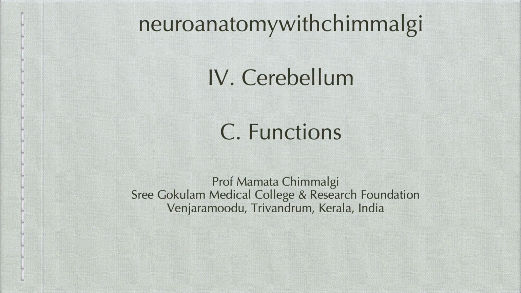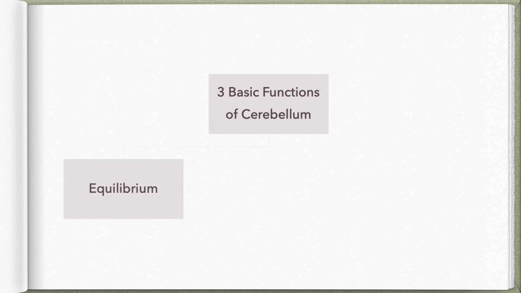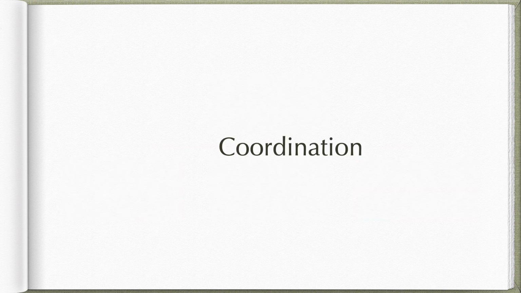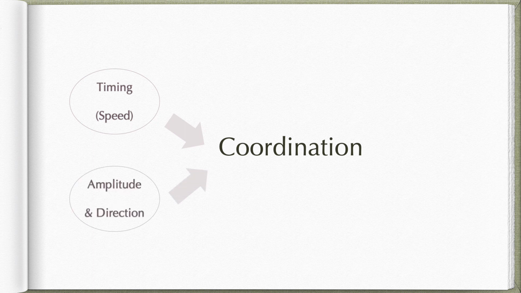Let us now move on to learn about various functions of the cerebellum. Three basic functions of cerebellum include maintenance of equilibrium, muscle tone, and coordination of the movements. For a movement to be coordinated, timing of the movement has to be right and the amplitude and direction of the movement has to be right. Now this is what is done by the cerebellum.